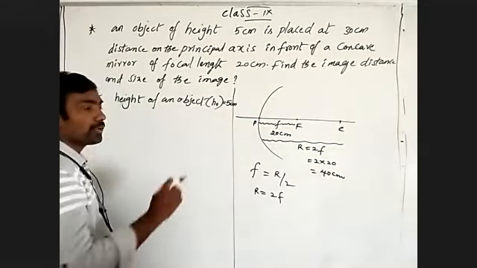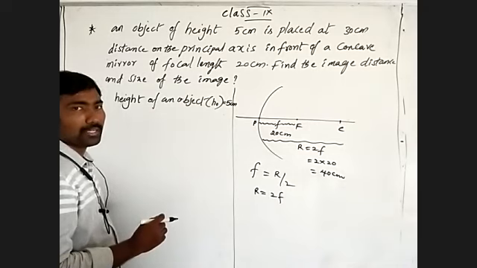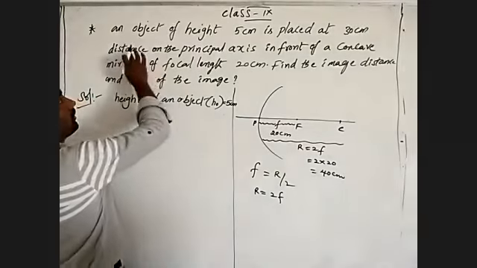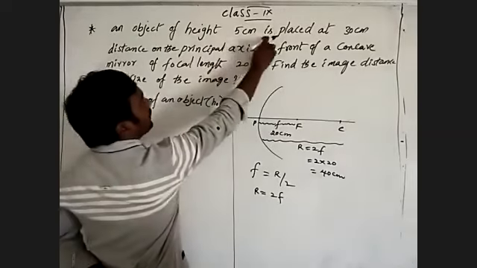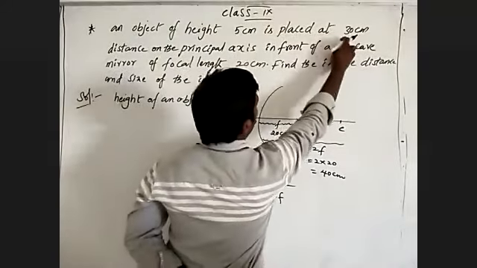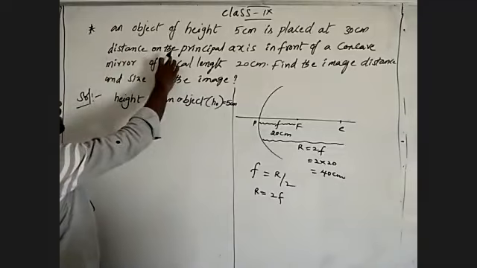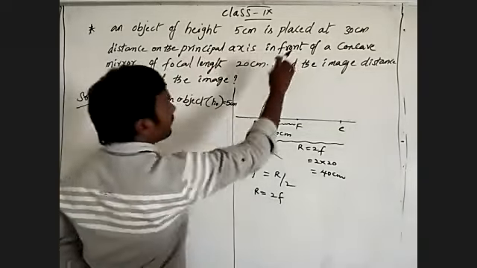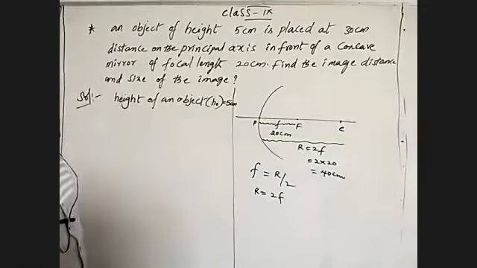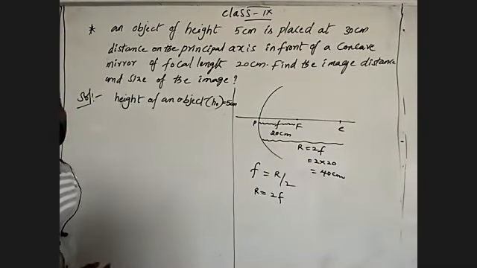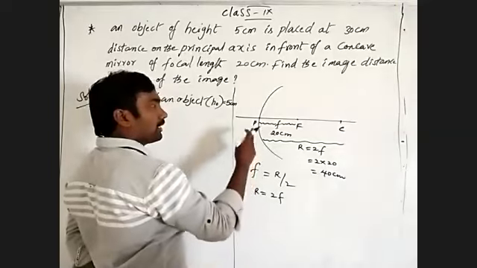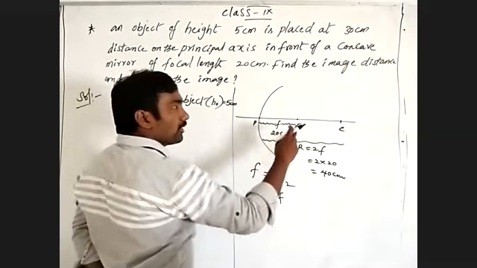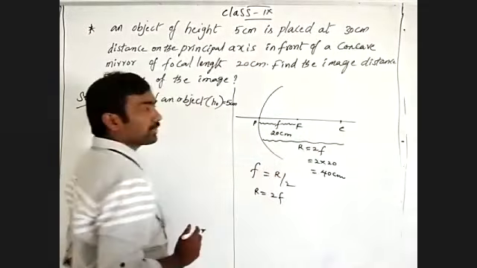To understand my drawing, I'm going to draw on the board. The object of height 5 centimeter is placed at 30 centimeter distance on the principal axis in front of a concave mirror. Where is the 30 centimeter? 30 centimeter means the object is placed between the focus and the center of curvature.